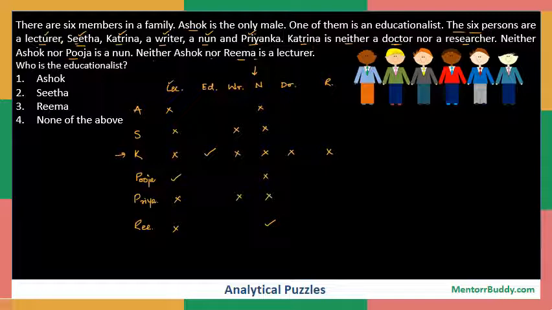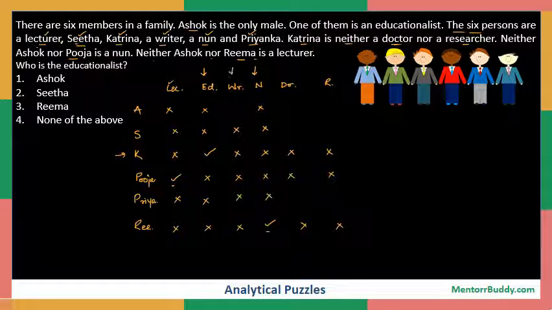Now please see, if Pooja is a lecturer like here, Pooja cannot follow any other profession. So thus I put a cross on the rest of them. Similarly, if Rima becomes a nun, she cannot be an educationist, she cannot be a writer, she cannot be a doctor, and she cannot be a researcher. Now, if you look across it once more, you will see that if Katrina is the educationist, that means Ashok cannot be, Sita cannot be, and Priyanka cannot be. So as you see, the picture is getting much clearer now.